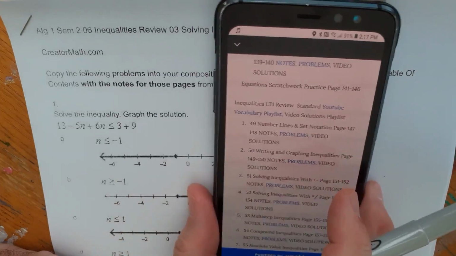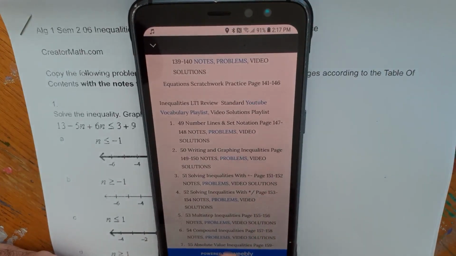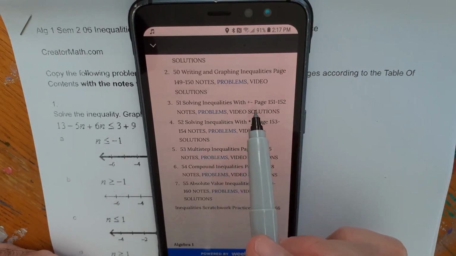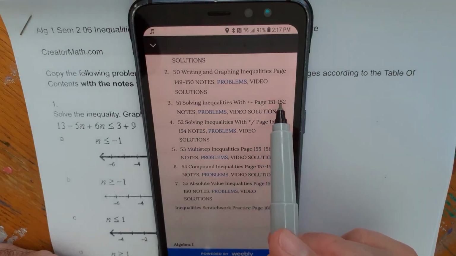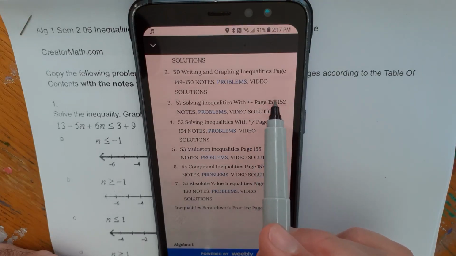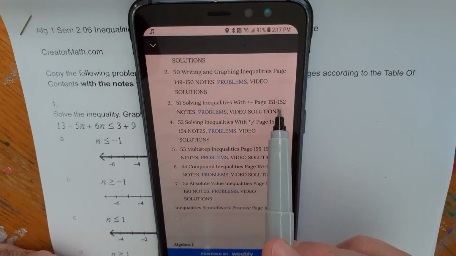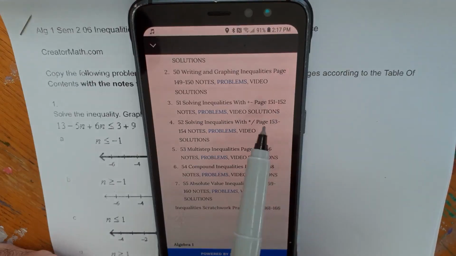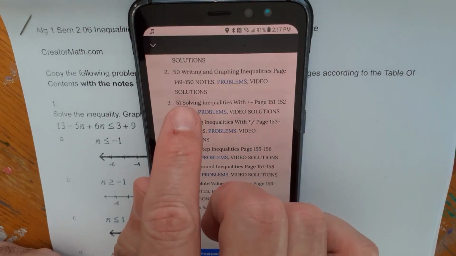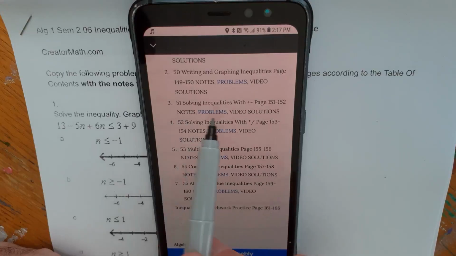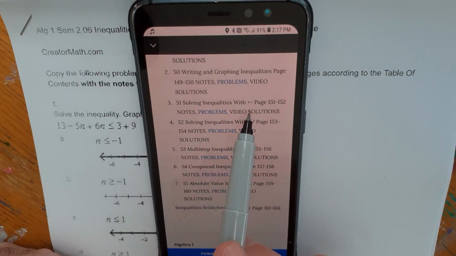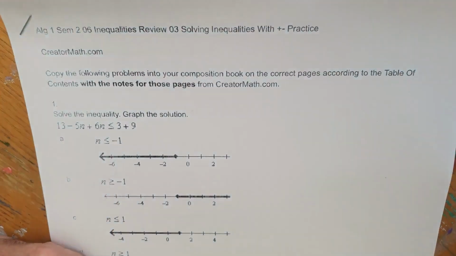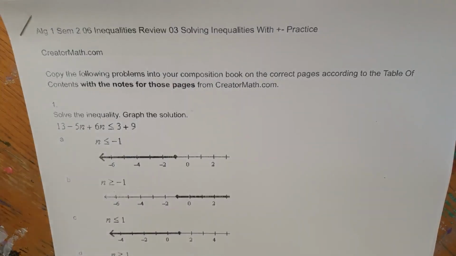And this one happens to be number 3. Solving Inequalities with Plus Minus Practice. Here are the pages it goes on in your composition book. Don't follow this video, but follow the actual table of contents at the time you're watching it because it'll be different probably. And the Notes tab will be here. There'll be notes for you to open here. These problem sets were on, and the video solution will be right here. So let's see what information we have.